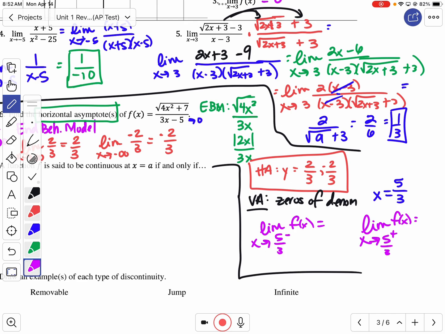So if I plug 2 into the function, 2 squared would be 4. 4 times 4 is 16 plus 7. That'd be a positive on the top. And then 3 times 2 minus 5. 6 minus 5, that'd be 1. That'd be positive. So if I'm coming in from the left, all right, positive over positive. Is that right? Wouldn't that be coming from the right? That's coming from the right, thank you. Yep, because it would be greater, right? So if this is 5/3, this would be 2. Yeah, so it would be the right. So I'd get a positive over a positive, so it would be positive infinity. Okay.